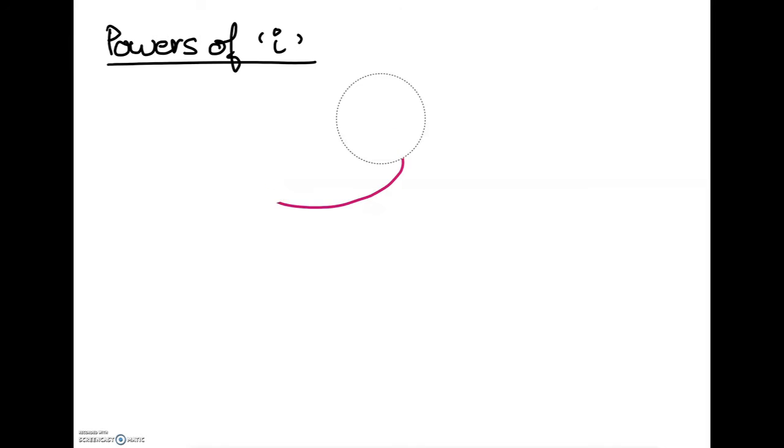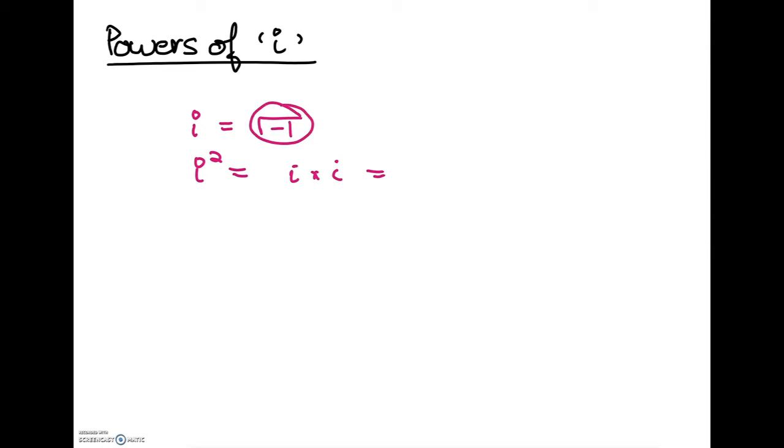So the first step you're going to want to remember is the basic value of i. In complex numbers, we know that i is equal to the square root of -1. When we're thinking about i squared, essentially it's i times i. You're multiplying i twice, so essentially you're going to multiply the square root of -1 by itself. So square root of -1 times square root of -1.